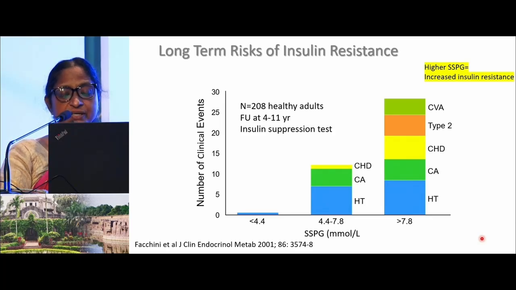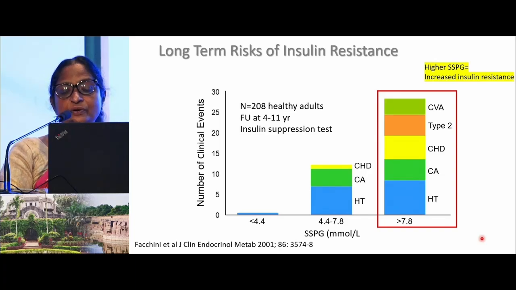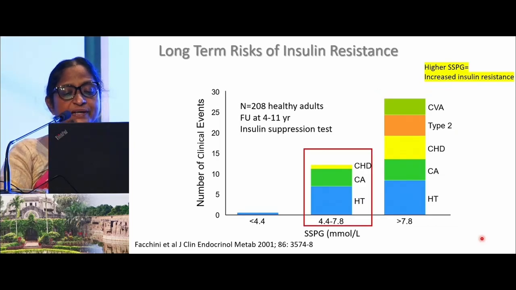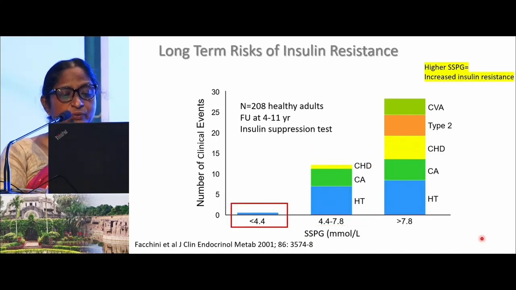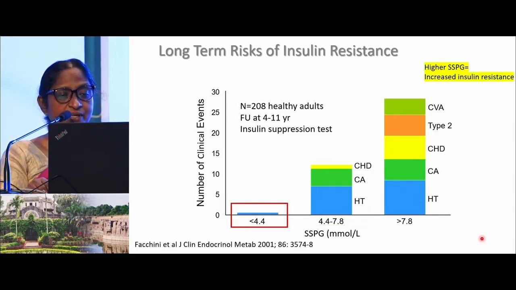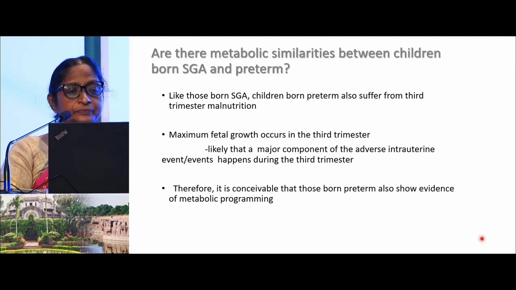the follow-up period. And they noted that of the 40 clinical events which occurred during the follow-up period, 28 happened in those with the highest tertile of insulin resistance, 12 in those in the intermediate group of insulin resistance, and none in the group with the least insulin resistance. That means they were the most insulin sensitive. This very clearly demonstrates that there is a risk of increased insulin resistance.